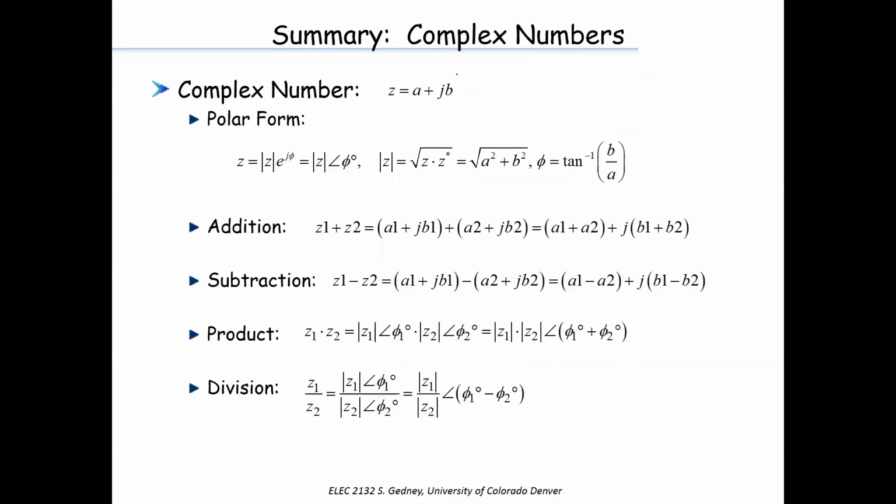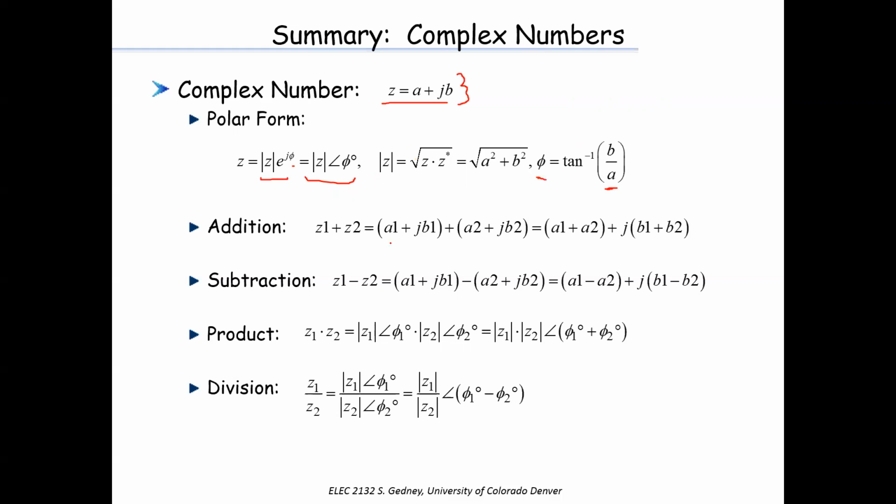All right, so in summary, we have not exhausted complex number theory, but we've given a sufficient introduction, hopefully of practical use. A complex number is expressed in rectangular form as a real and imaginary part, a plus jb. We can convert this to polar form with magnitude and phase, z e to the j phi in radians, or z angle phi in degrees, where the magnitude of z I can get by the square root of z times its conjugate, which is equal to the square root of a squared plus b squared. Phi is equal to the inverse tan of b over a, but I need to know the sign of b and the sign of a to know which quadrant I am in.